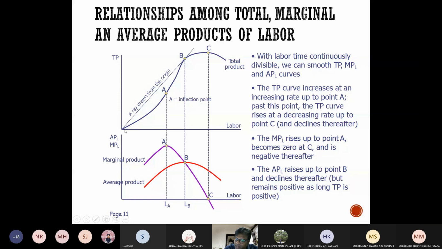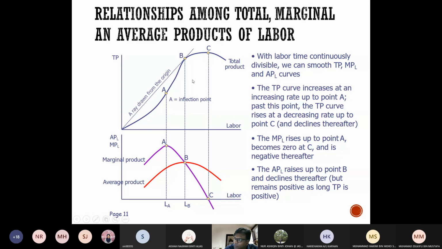This ascending form from 0 to B is called a ray drawn from the origin. Between B and C is the point where the increase of the product and the decrease of the product happen. I will show you that.